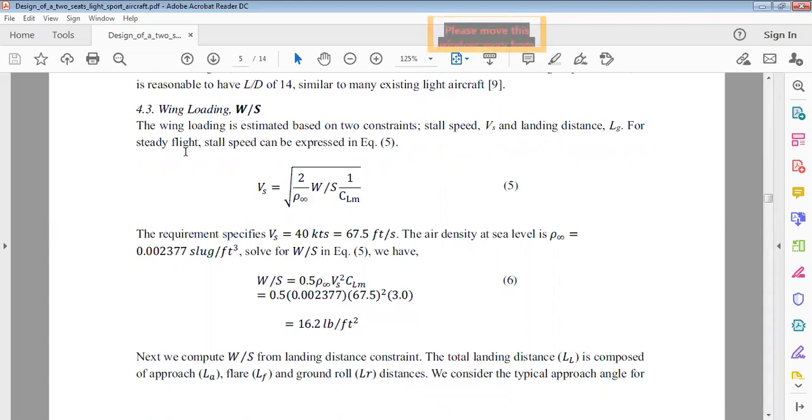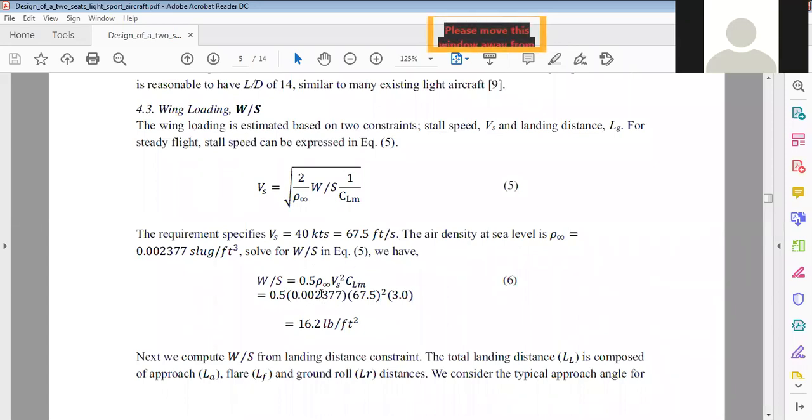So therefore, steady flight stall speed Vs is root of 2 by rho infinity. That is understood. We have a free stream density, and W by S is the wing loading, and 1 by CL max, that is called the maximum coefficient of lift. The requirement specifies a stall speed Vs of 40 knots, that is around 67.5 feet per second, and air density is around 0.002377 slug per feet cube.